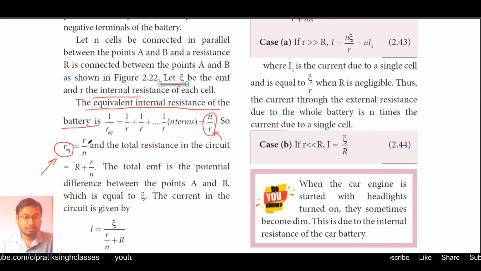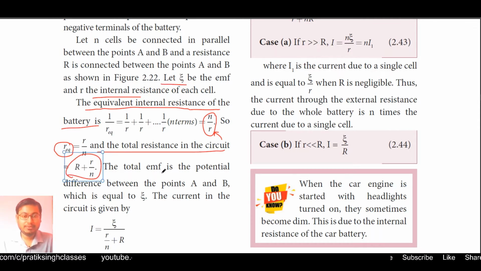R_eq is equal to r by n, okay. And total resistance in the circuit: when we have to calculate the total resistance of the circuit, we have to add external resistance plus internal resistance. That is equal to capital R, which is the external resistance, plus small r by n, the internal resistance of all the cells in parallel. So this is the total resistance of the circuit.